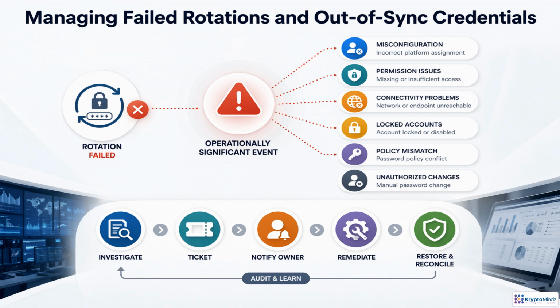are assigned. If a manual change occurred, or the standard change cannot complete, use reconciliation to regain control. Create the ticket, notify the owner, document the root cause, and improve the process so the failure does not repeat.